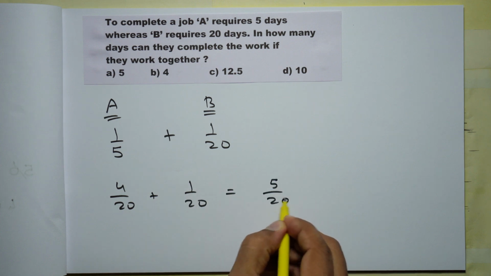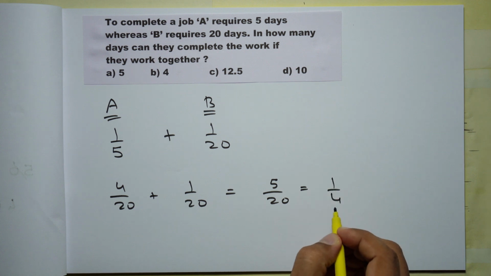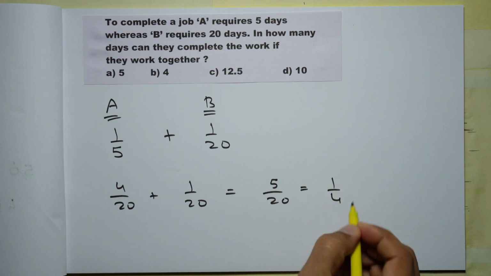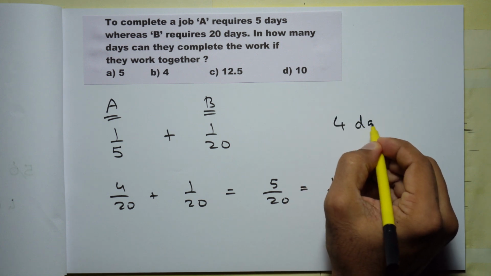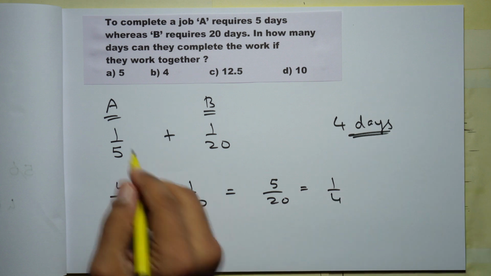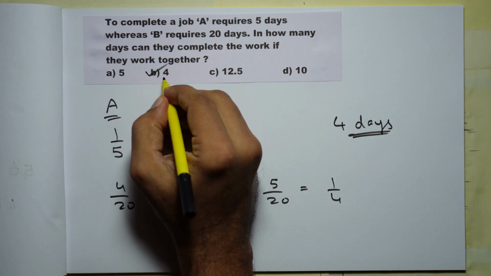So every day they will do 5/20th of the work. That is same as 1/4 of the work. Every day 1/4 of the work is done. How many days are required? Just find out the reciprocal. 4 days are required. So if A and B are working, they will require 4 days. So option B, 4.